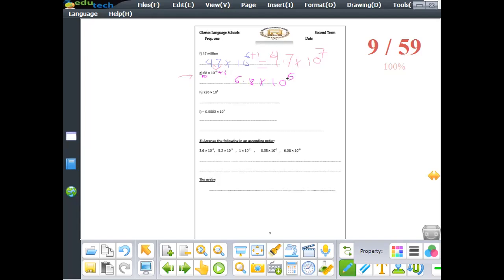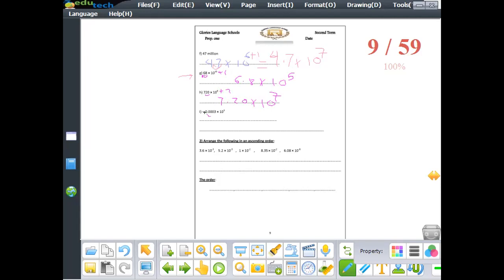720 times 10 power 5, how can you do it? For sure, it's not the standard form. So you move the point two digits to the left. It will be 7.20 times 10 power, you add here 2, it will be 7. And this is the last answer.